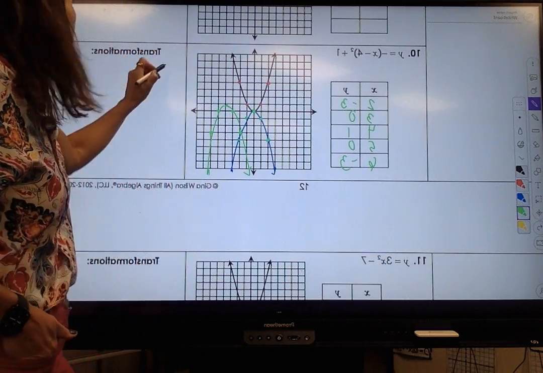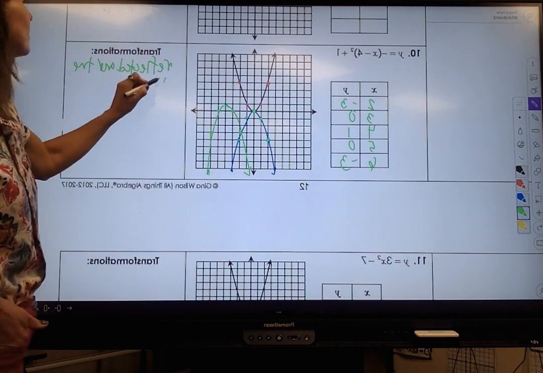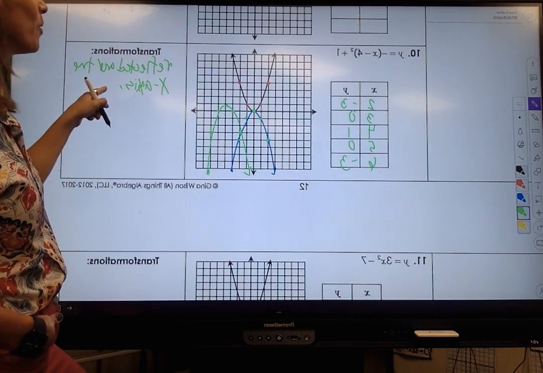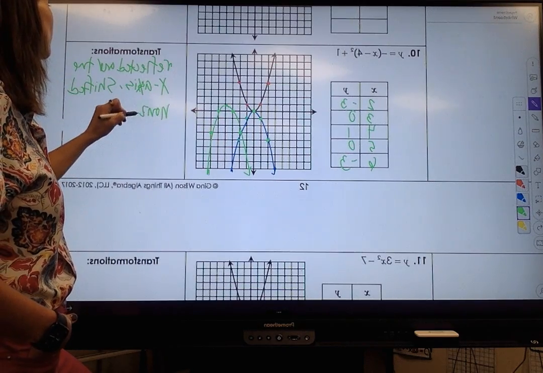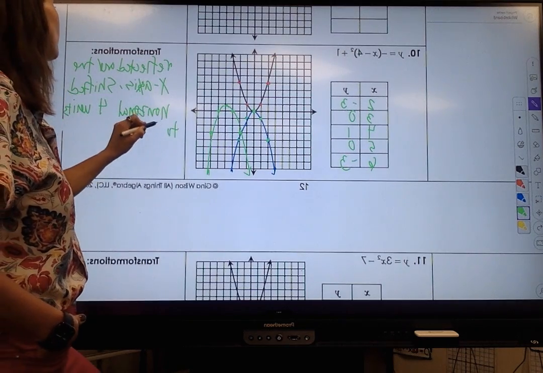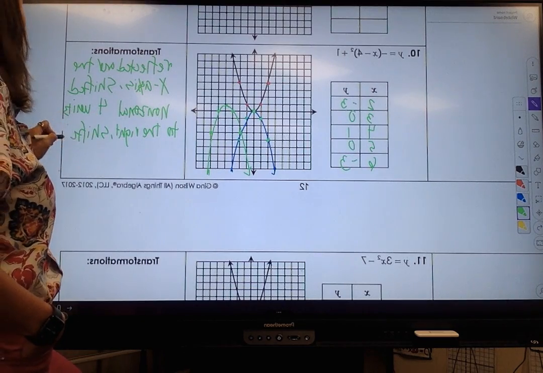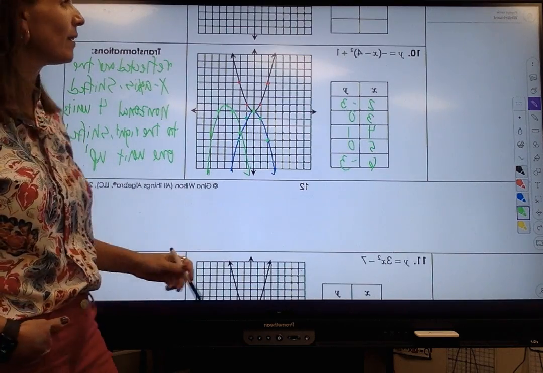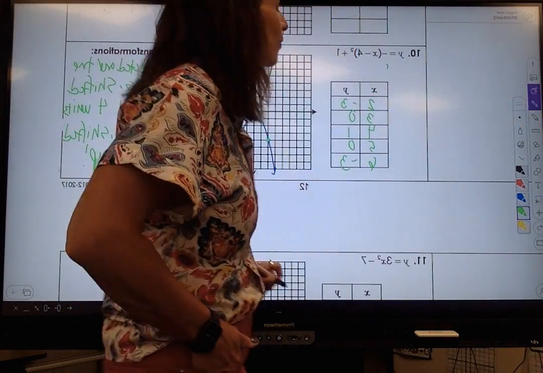So what did we do? We reflected over the x-axis. I cannot spell. We shifted horizontal 4 units to the right, and then we shifted 1 unit up. So we had 3 things going on: reflected, horizontal shift, vertical shift. Okay? All right, so those are the examples there.